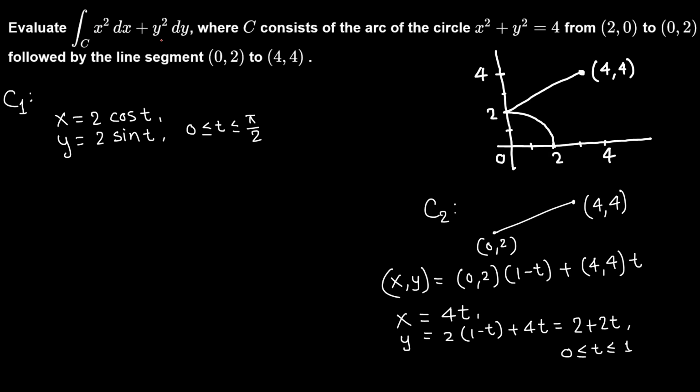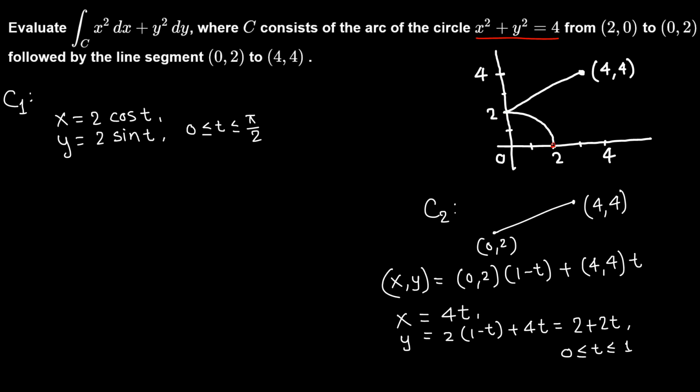Evaluate this line integral where C consists of the arc of the circle x squared plus y squared equals 4 from (2, 0) to (0, 2), followed by the line segment from (0, 2) to (4, 4). Okay, so this is the equation of a standard circle with radius 2. So we have this portion of the circle.